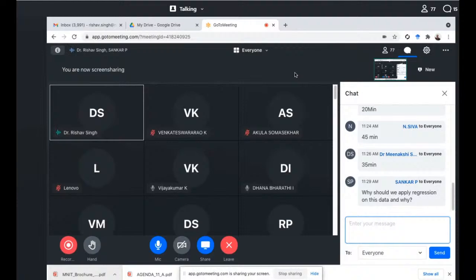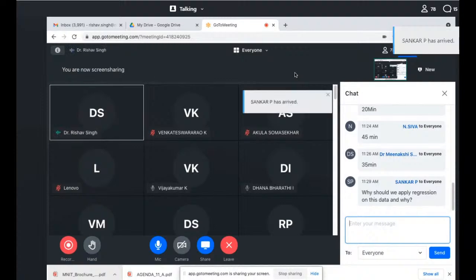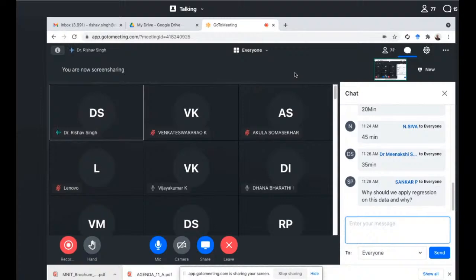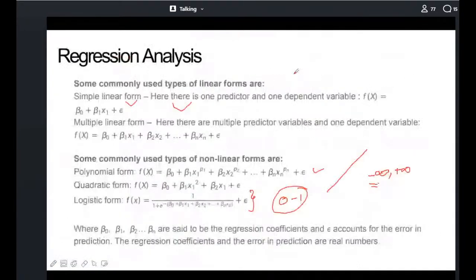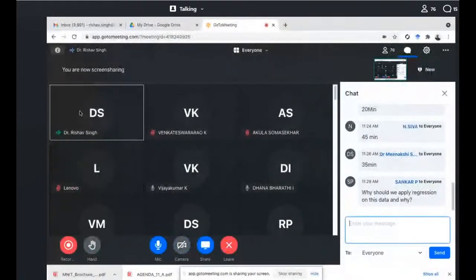No. Let me come to it again. Simple linear regression, the formula is of a line. It's again a regression. If it's non-linear, you apply a polynomial regression. That is also regression. So this y equals mx plus c is a regression analysis, a simple linear regression. If you see over here, the forms of the regression analysis, this is the simple linear regression, which is being represented by a line. Did you get my point? So it's again a regression analysis.